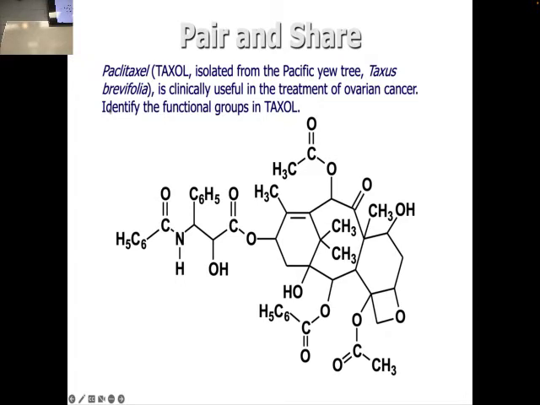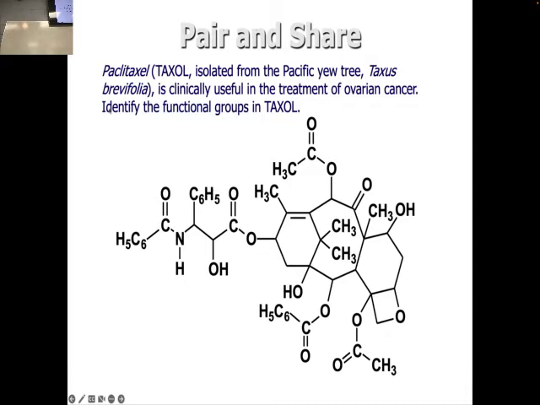So wait, we don't call them the name of the group? I don't understand the question. We name them just by the functional group right now. Okay. Does that make sense? Yeah. Okay. So here we have an ester.